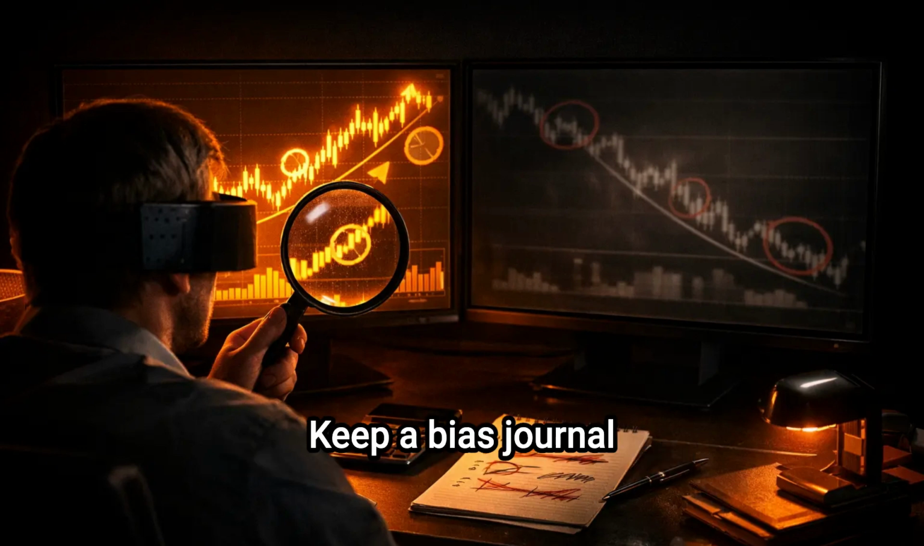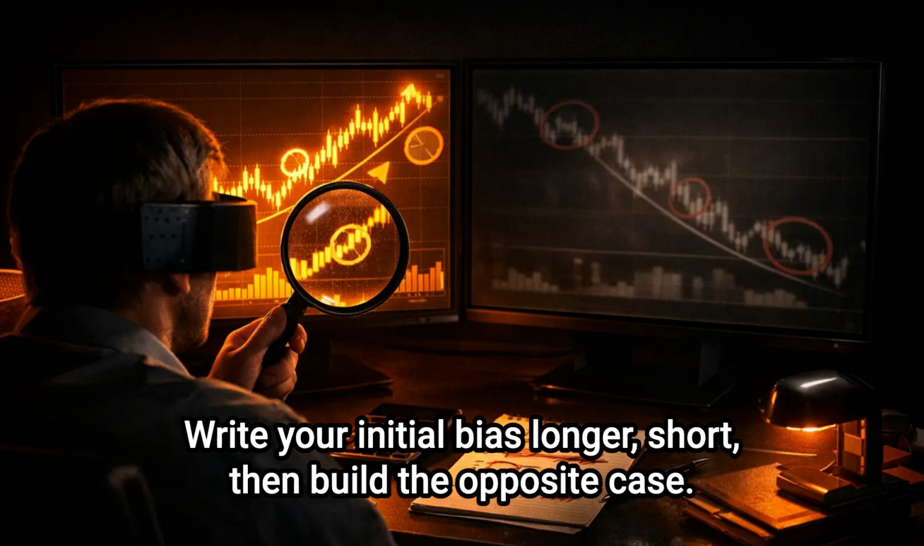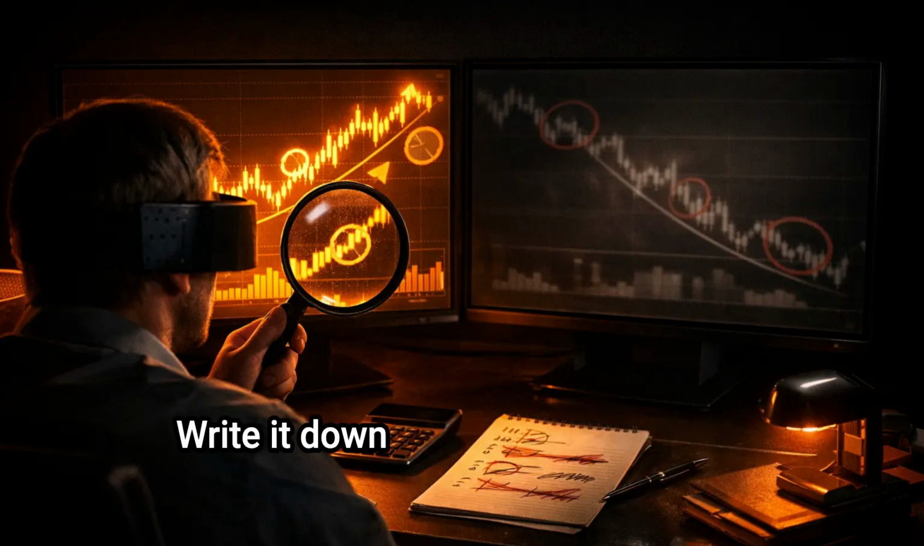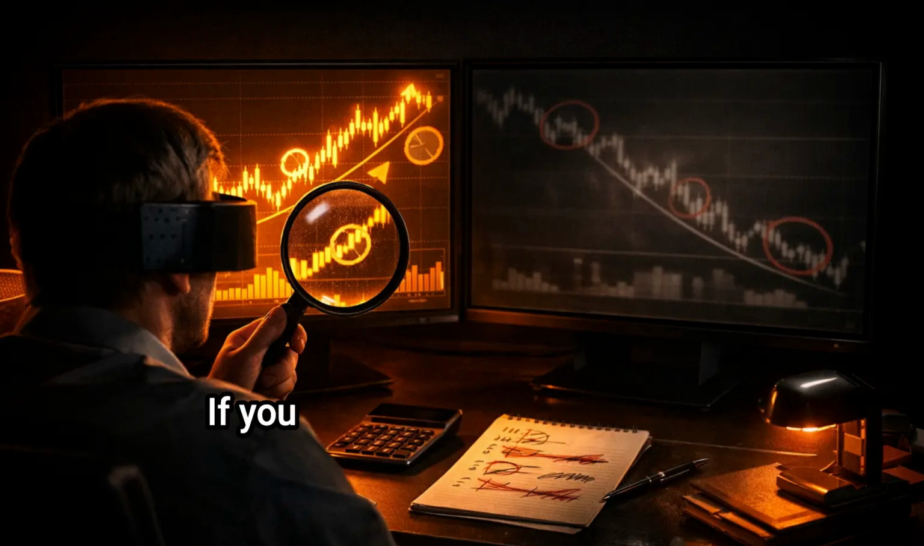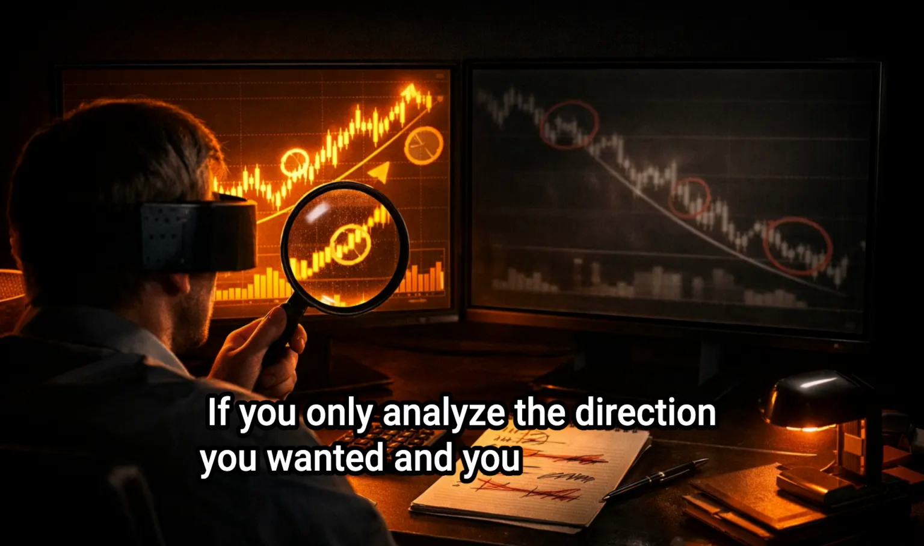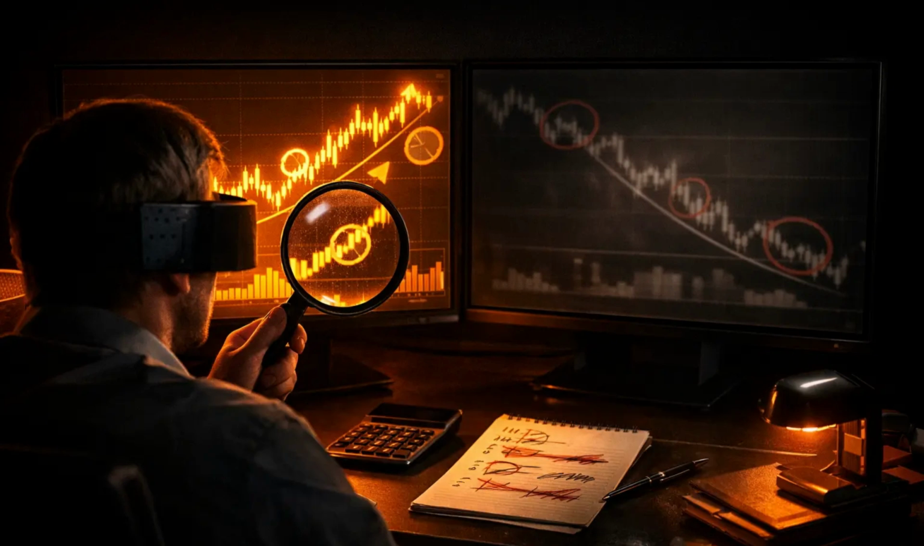Keep a bias journal. Before each trade, write your initial bias, long or short. Then build the opposite case. Write it down. After the trade closes, review both. Which was correct? If you only analyzed the direction you wanted and you were wrong, that's confirmation bias in action.